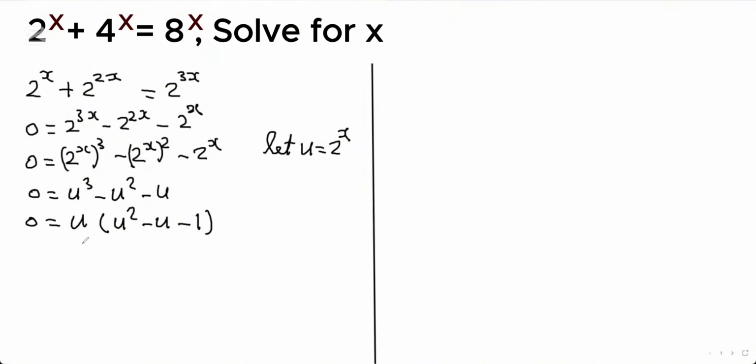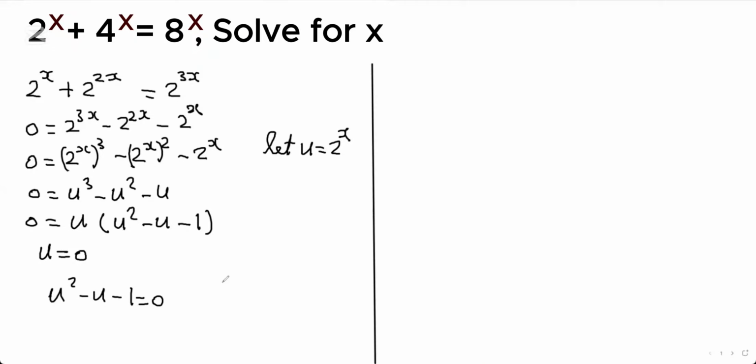Now from here, this u is factored out, so we have u equals 0, because since it's factored out, I know now u equals 0. But this equation here, the u squared minus u minus 1 equals 0, I'm going to use the quadratic formula since I cannot factor it. I'm just going to use the quadratic formula to solve it.